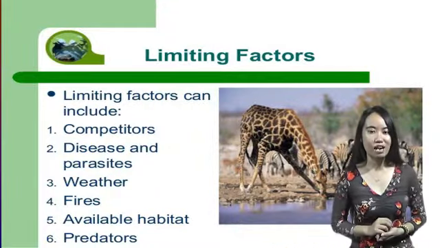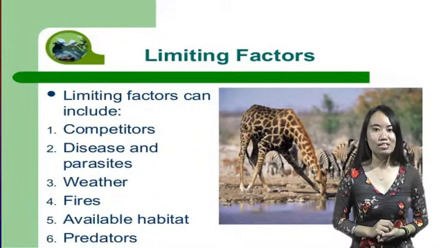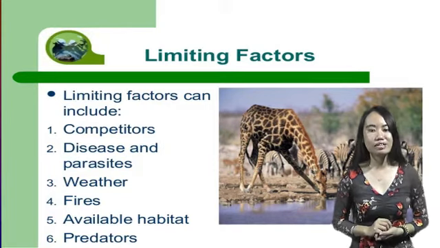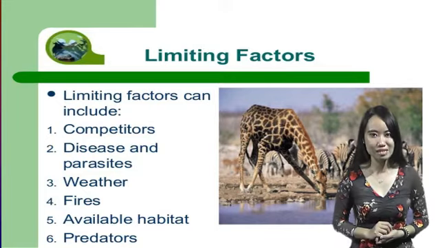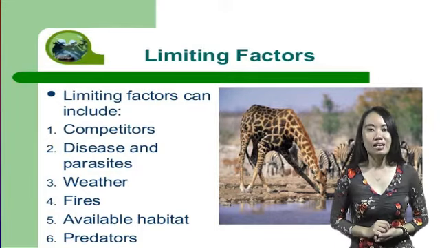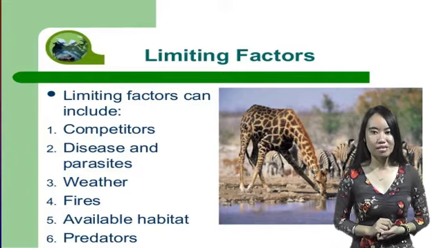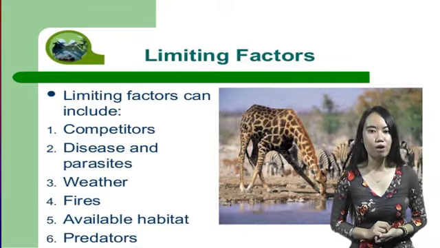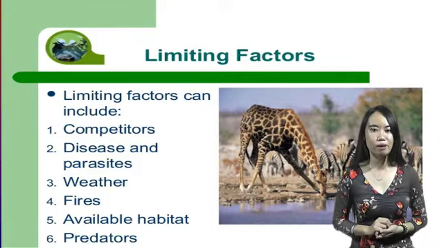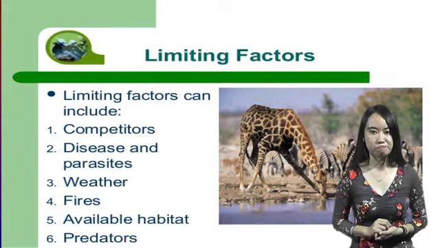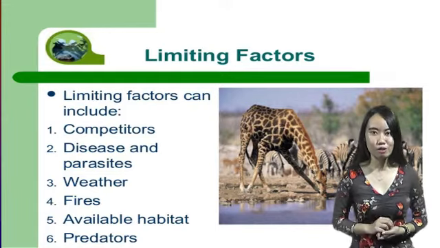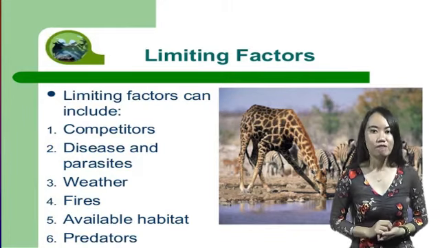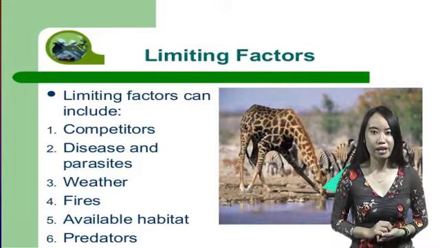Next are limiting factors. A limiting factor is a resource or environmental condition which limits the growth, distribution, or abundance of organisms within an ecosystem. Limiting factors are usually expressed as a lack of a particular resource. The factors can be biotic or abiotic that affect an ecosystem and the organisms in it. Limiting factors can include competitors, disease and parasites, weather, fires, available habitat, and predators.